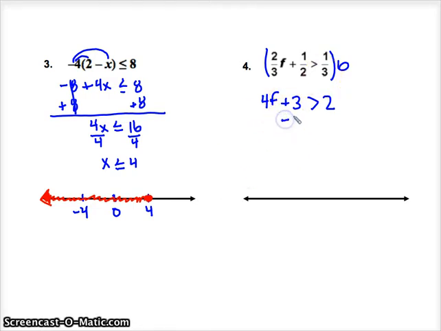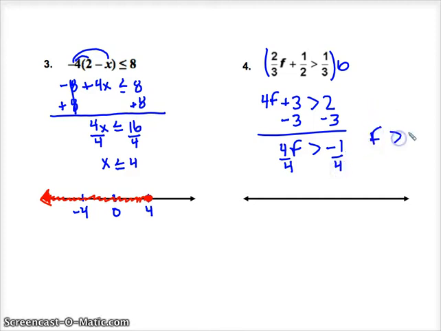I'm going to go ahead and subtract 3 from both sides. I get 4f is greater than -1. I then divide both sides by 4. And I find out that f is greater than -1/4. All right, onto the graph, label your 0. I'll have +1/4 and -1/4. Since the inequality is simply greater than, I'm going to put an open circle at -1/4, and I'm shading all values greater than -1/4.